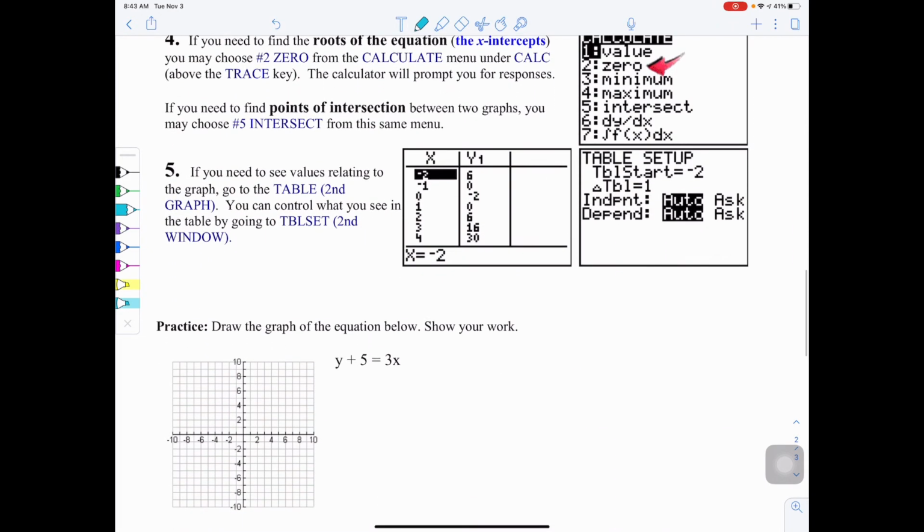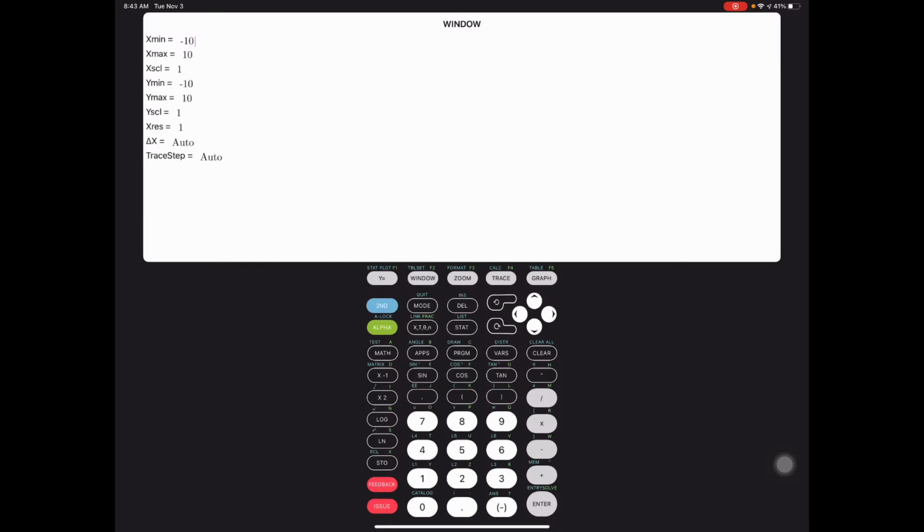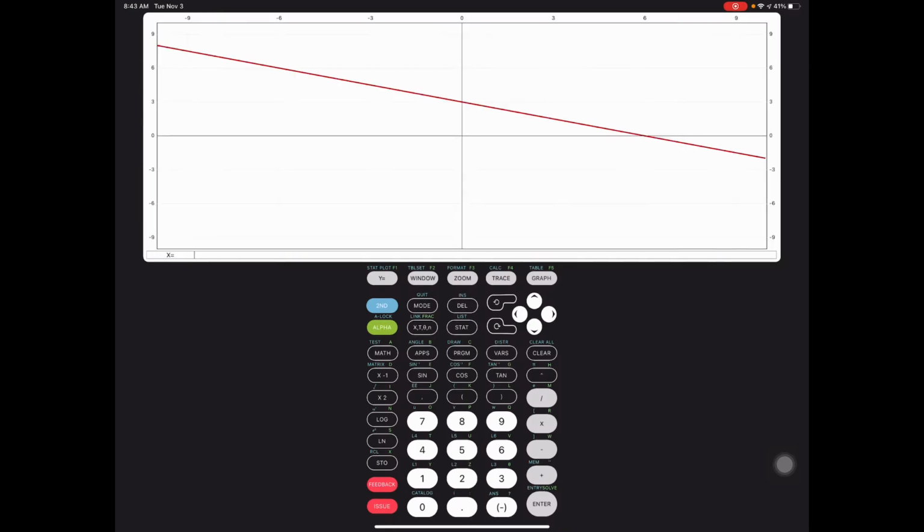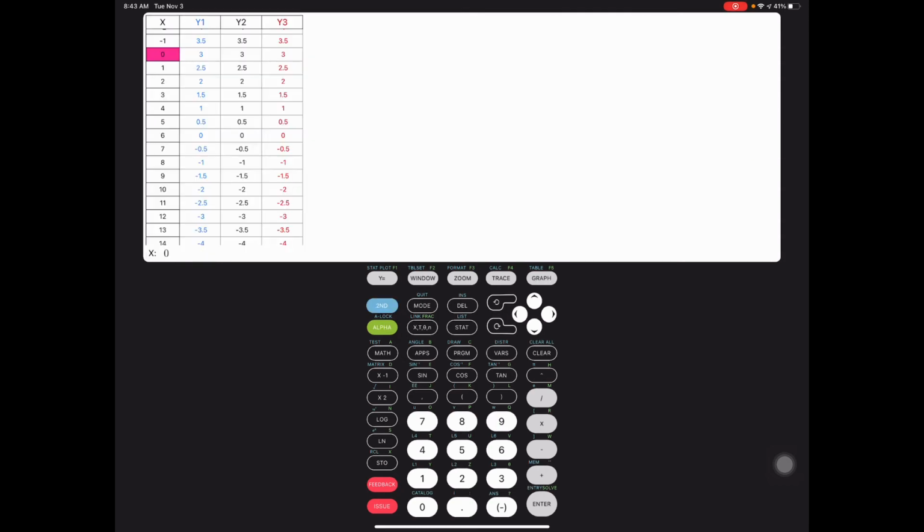Then if you look at number 5, if you need to see the values relating to the graph, you can go to the table. You can control what you see in the table by going to table set, which is second window. So you're going to notice in these notes, there are directions in the left side, and then there are pictures of what you should be seeing on the right side. So if I'm looking at this graphing calculator, again, I can hit graph to go back to a picture of my graph. But if you'd like to see the table, you are going to hit second graph, and that will take you to what the table values are.